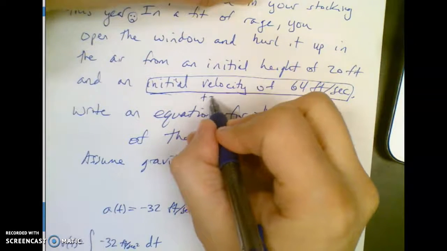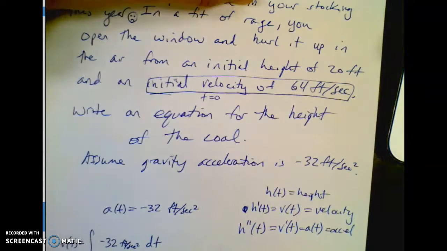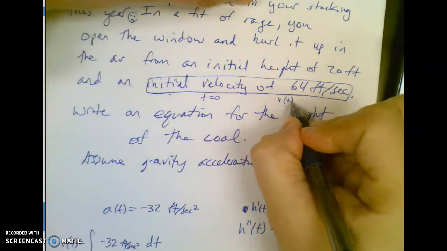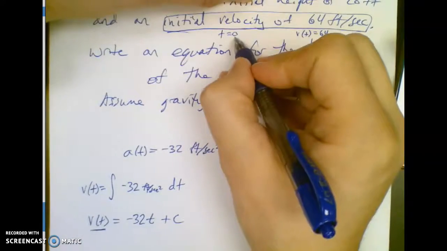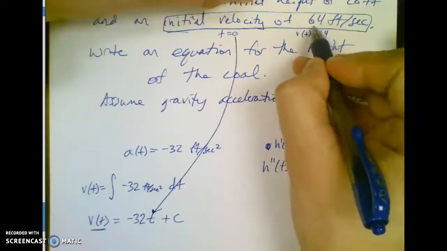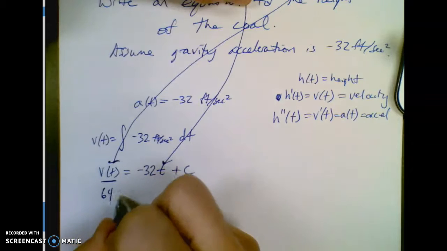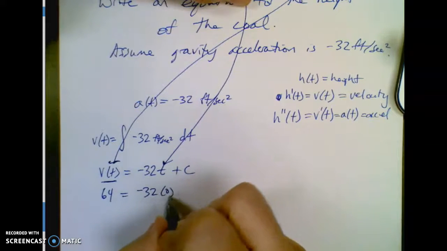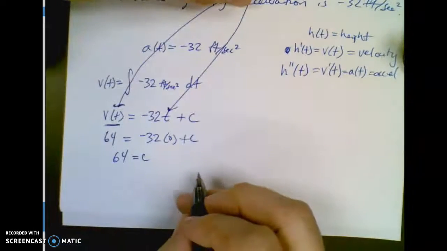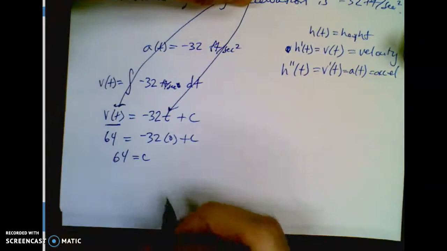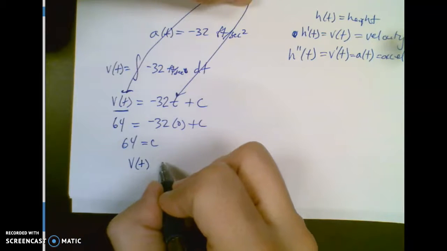Initial velocity means when time is 0, then my velocity is 64 feet per second. So you can come back here and plug the 0 in for t and the 64 in for v of t, and we can find our initial c. 64 is -32 times 0 plus c. c must be 64. So in this problem, oh, we don't have squared anymore.